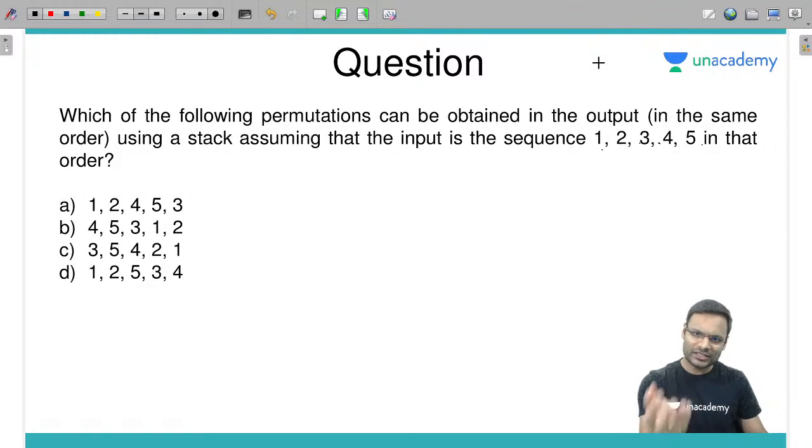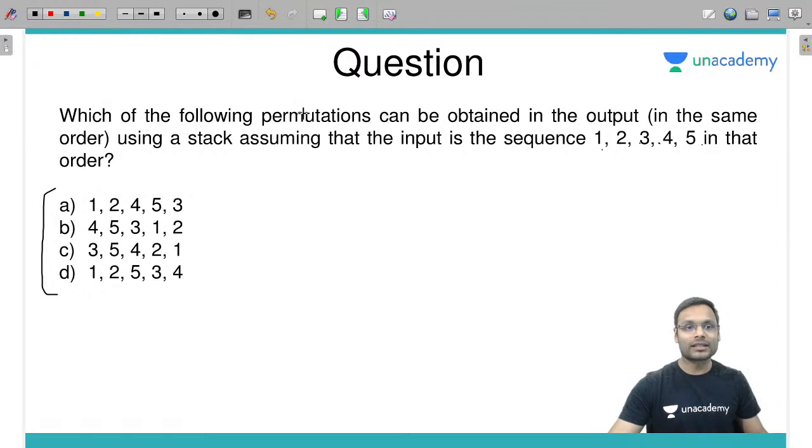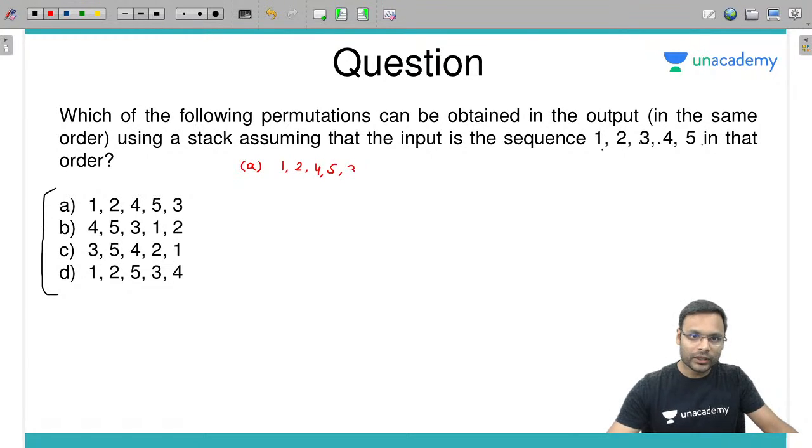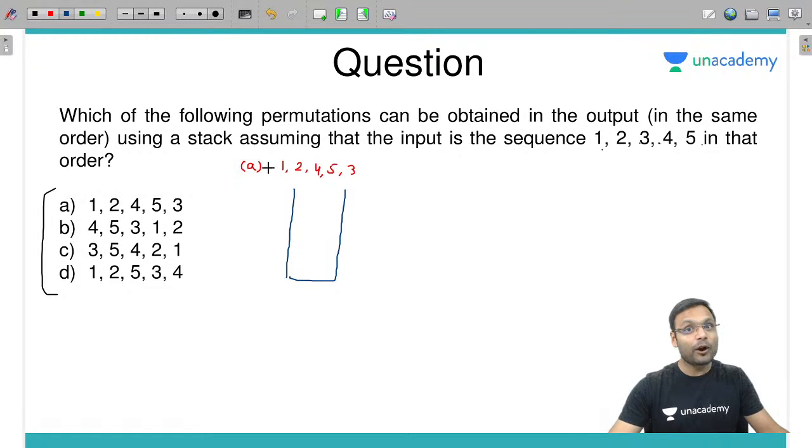क्या है permutation? Stack से किस sequence में बाहर आ रही है value, इनमें से क्या valid sequence है for the stack permutation. बड़ा ही simple सा प्रश्न है और बहुत ही simple सा explanation. Let's talk about option A. 1, 2, 4, 5 and 3. Is it possible or not? Let's talk. So I want first value 1. How can I pop first value 1?